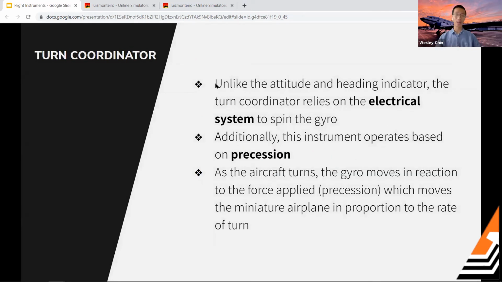The difference here we were talking about earlier, right? The attitude and heading indicator, that's based on your vacuum system. The turn coordinator, however, relies on your electrical system to spin the gyro. Additionally, this operates based on precession. So that's the other difference there.